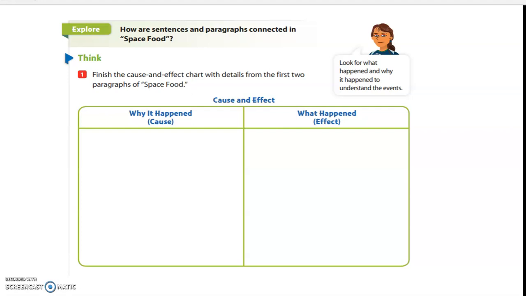Boys and girls, the author has already told us that we're looking at the first 2 paragraphs of space food. So what happened? What was the cause? Why it happened. That is our cause. When astronauts first went into space, carrying fresh food was not practical. So what was the effect? What happened because it was not practical to carry fresh food?